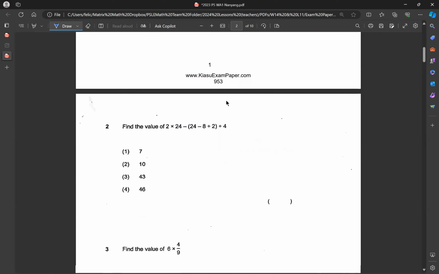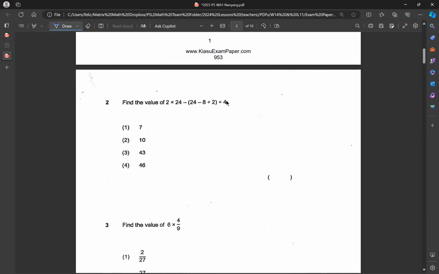I'll be moving on to question 2. We have this long string of numbers that involves many operations. Notice you have a mix of subtraction, division, multiplication, and a set of brackets also. Based on your order of operations, brackets come first. Brackets are the priority. The next one will be your division or multiplication, and lastly will be your addition or subtraction.